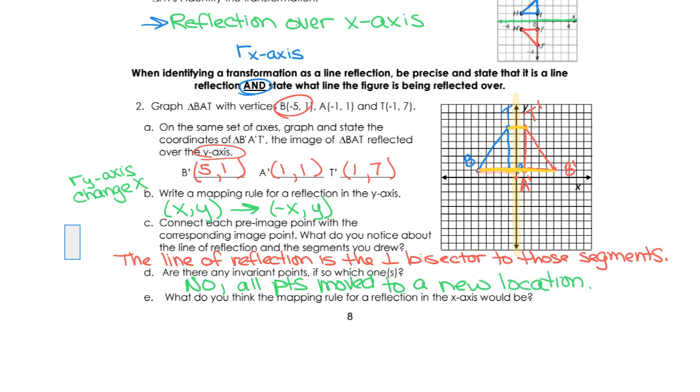Okay. Part E says, what do you think of the mapping rule for reflection in the x-axis would be? Well, if you reflect in the x-axis, you change y. So your coordinates of x comma y would be mapped onto still x, but change the y. Okay, and there would be your mapping rule.